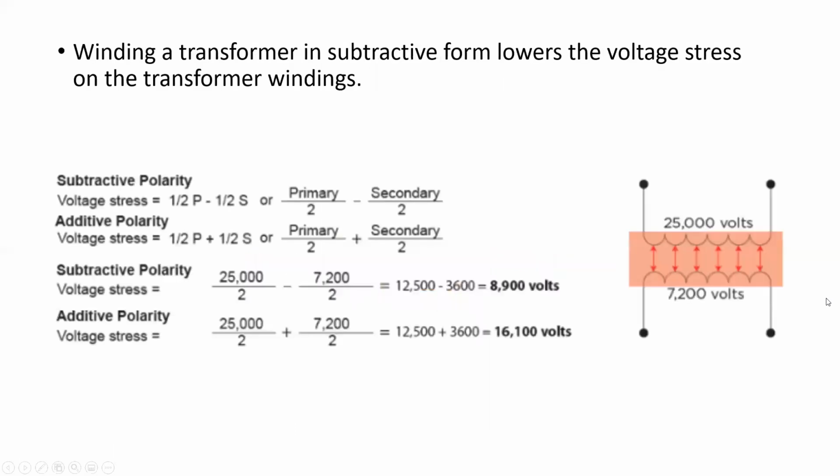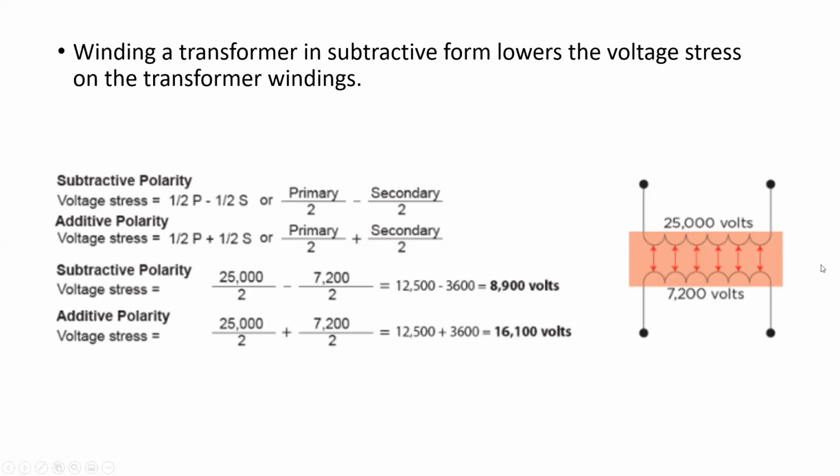So they discovered that by winding a transformer in subtractive polarity, the voltage stress was reduced. You don't need to follow through these calculations, but realistically, what I want you to focus on is this. A subtractive polarity transformer only has about 8,900 volts worth of stress across this gap between the two windings. 25,000 volt primary, 7,200 volt secondary. In an additive polarity transformer, the stress between the two is 16,000 volts. It's almost double what a subtractive polarity is.